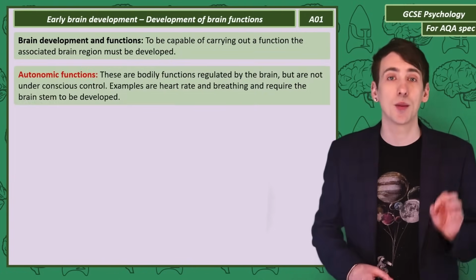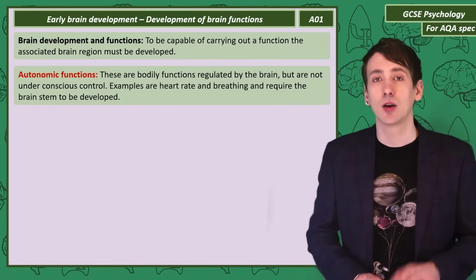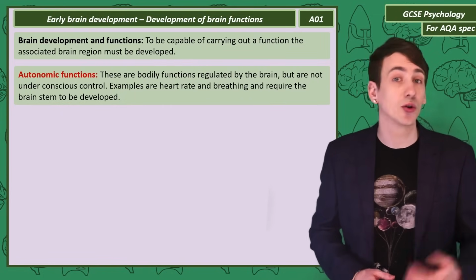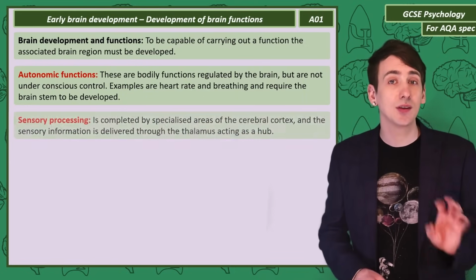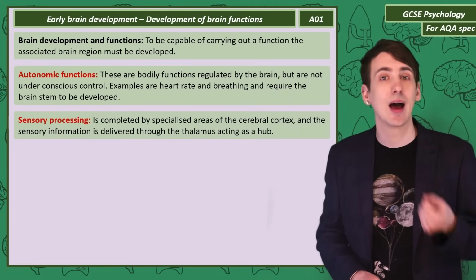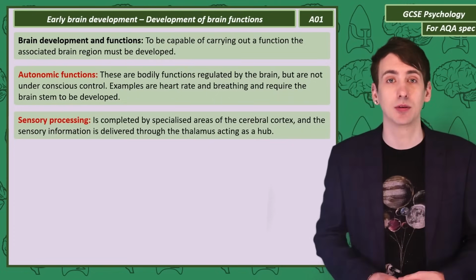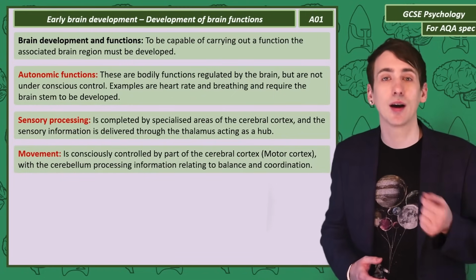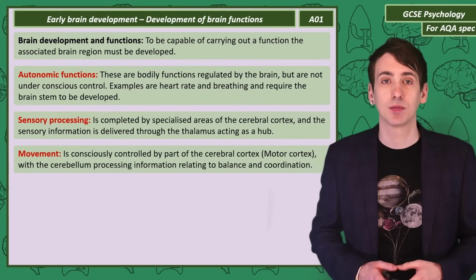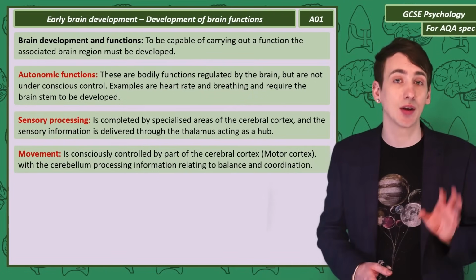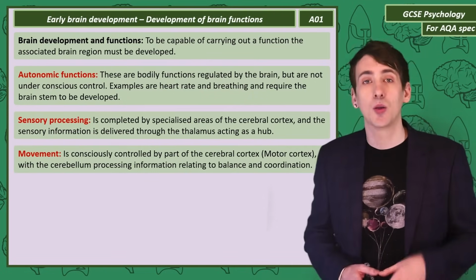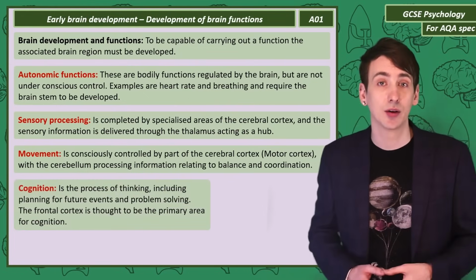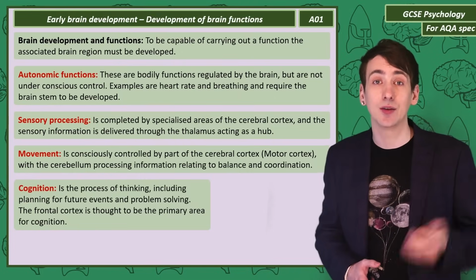Autonomic functions are controlled by the brain, but not consciously. Good examples are breathing and heart rate. So the brainstem needs to develop for autonomic functions. Sensory processing requires specialist areas of the cortex and the thalamus acting as a hub to develop. Voluntary movement is controlled consciously by a specialist area of the cerebral cortex called the motor cortex. The cerebellum is also needed to process balance and coordination information. The process of thinking, or cognition, involves planning for the future and solving problems. The development of the frontal lobe is needed for cognitive thinking.